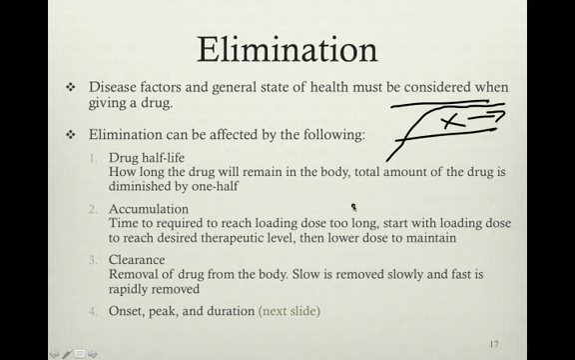Clearance. Removal of the drug from the body. Very simply, at the point that the drug starts its half-life process on the way down, the body starts clearing off the medication like a toxin. So slow is removed slowly and fast is removed rapidly. So if it has a very fast clearance, the drug will completely be gone from the body's recognition quite quickly. And then onset, peak, and duration, which we'll talk about in the next slide.